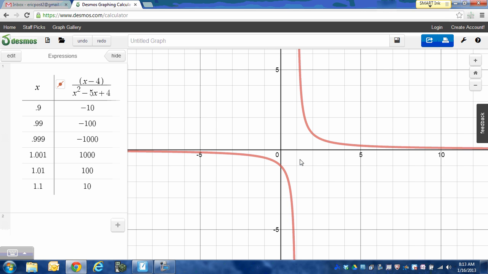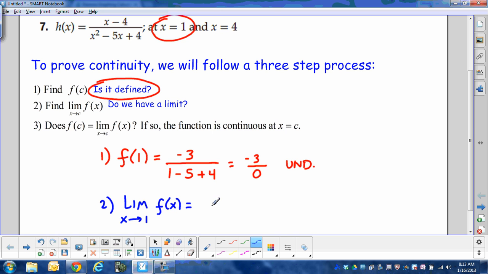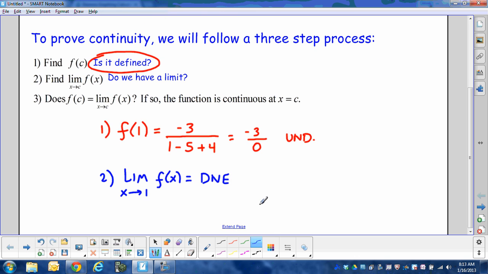Therefore, since the left-hand side and the right-hand side are not arriving at the same place at 1, this limit does not exist. Let me say that one more time. As I come in from the left, I'm shooting downwards, whereas as I come in from the right, I'm shooting upwards. Therefore, they're not arriving at the same place. Therefore, the limit does not exist. So I can come back to step 2 here and say that the limit does not exist.